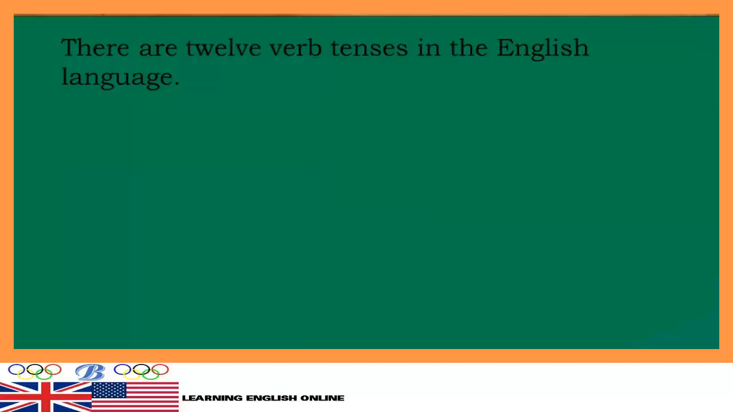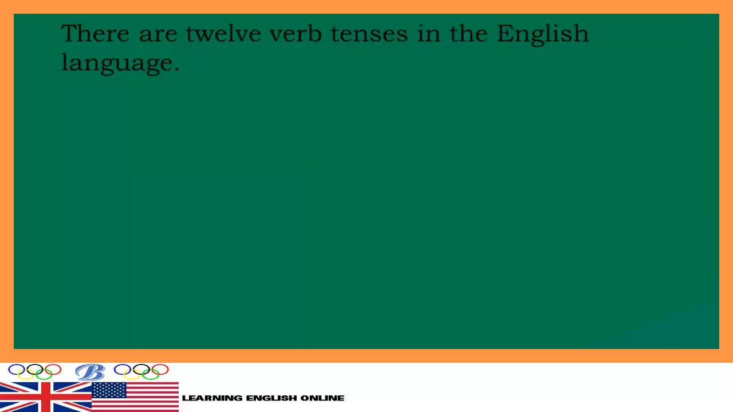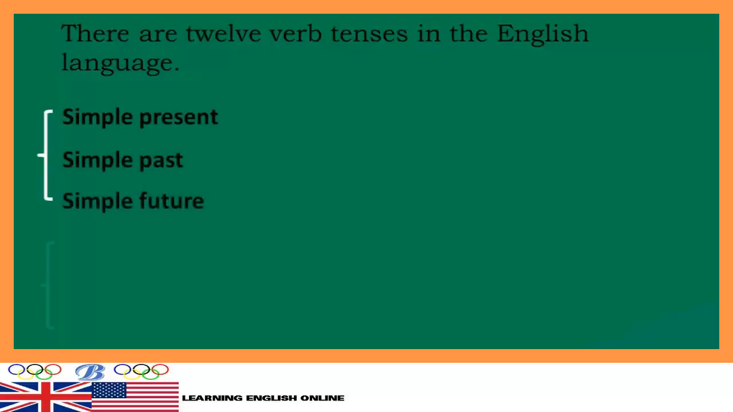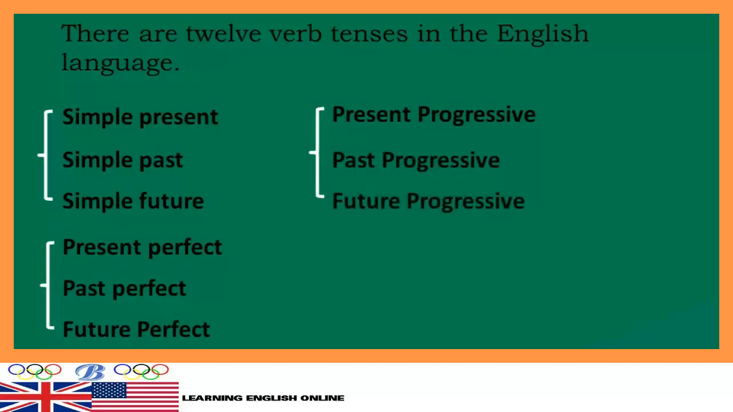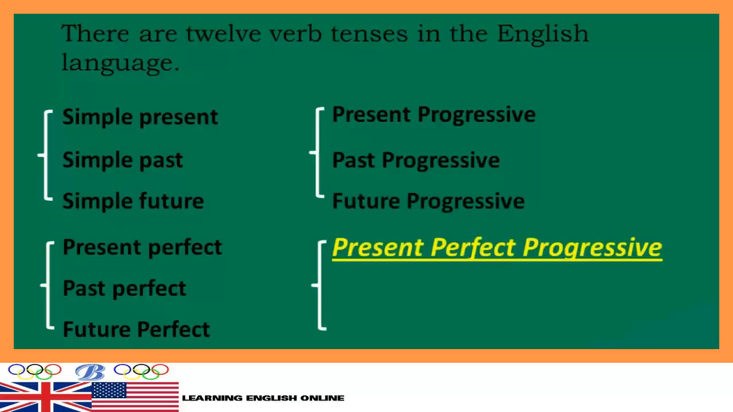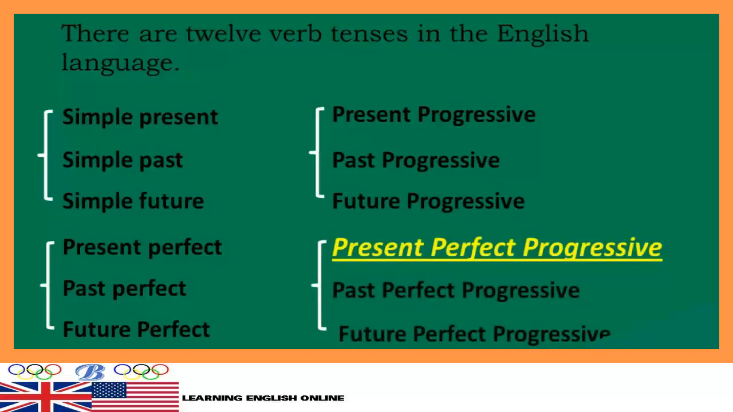There are 12 verb tenses in the English language. These are the simple present, simple past, simple future, present perfect, past perfect, future perfect, present progressive, past progressive, future progressive, present perfect progressive, past perfect progressive, and future perfect progressive. This lesson will talk about present perfect progressive.